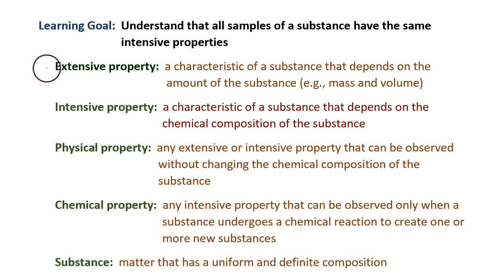An extensive property is a characteristic of a substance that depends on the amount of the substance. The two extensive properties that we'll use most often are mass and volume. Does it make sense that if you change the amount of a substance, that would change the mass or the volume of that substance? Next, intensive property.